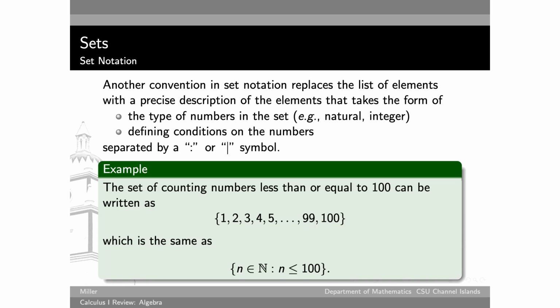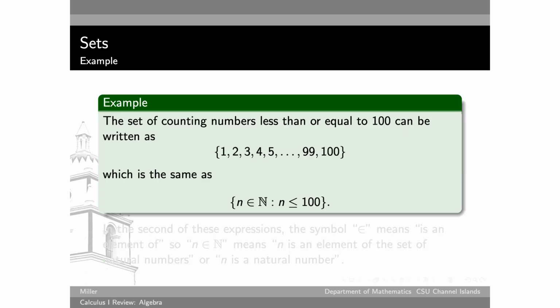Here's an example. The set of counting numbers less than or equal to 100 can be written with an ellipsis in the first form, and that's the same as writing it as a type of number with a condition in the second form. Take a minute to look at this. Pause the video if you need to. The set of counting numbers less than or equal to 100 can be written as this: first with an ellipsis, second with the numbers and conditions.